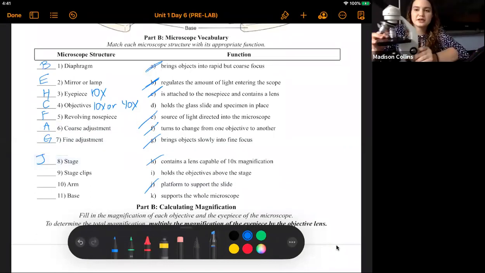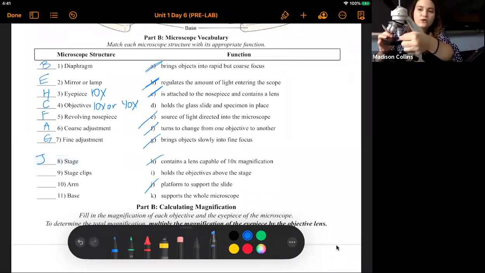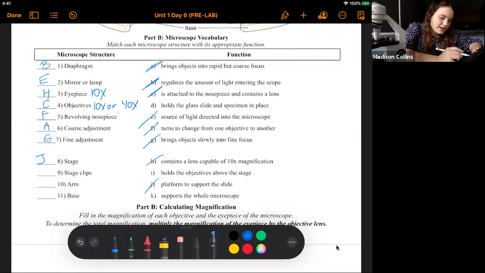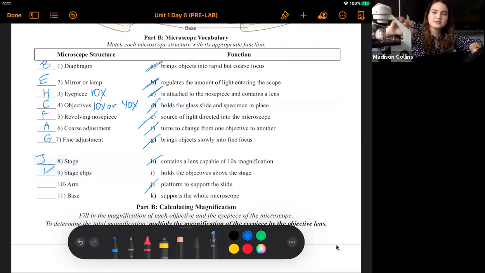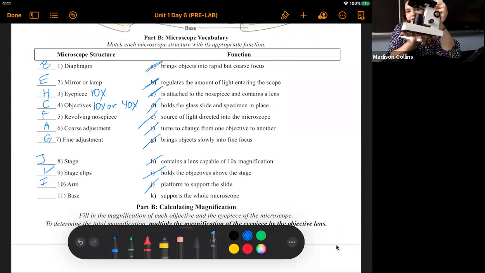Stage clips were these metal pieces right here that physically hold the slide in place. So they clamp down so it doesn't slip around. So 9 is going to be D, holds the glass slide and specimen in place. Number 10, arm, is this piece along the side. This is what holds the objectives above the stage. And finally, 11, base, is what supports the whole microscope. That's this piece right here at the bottom.